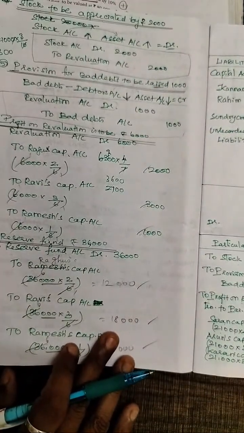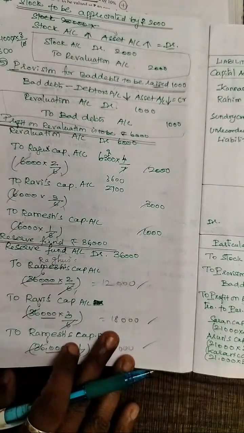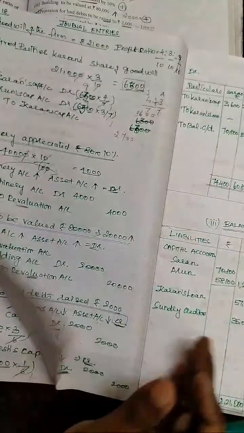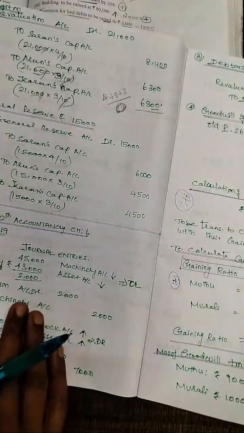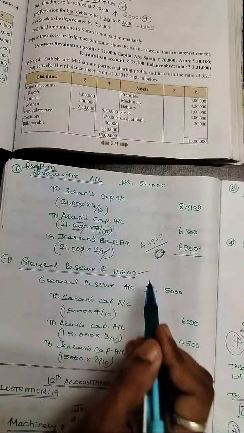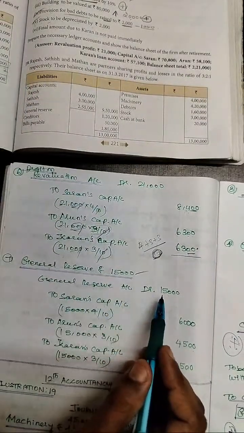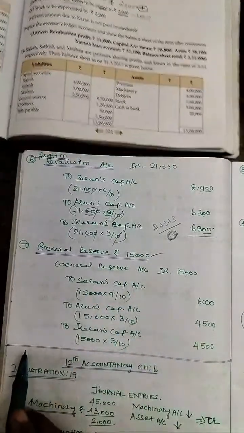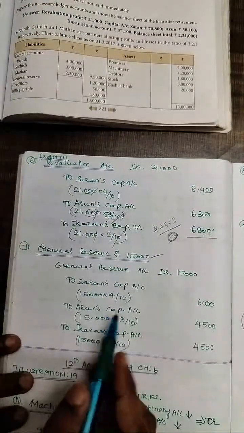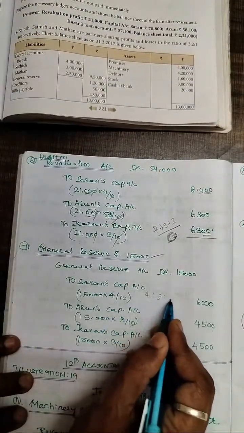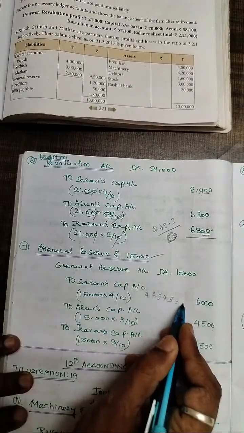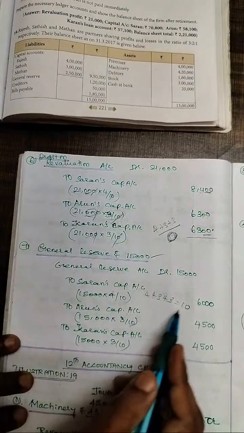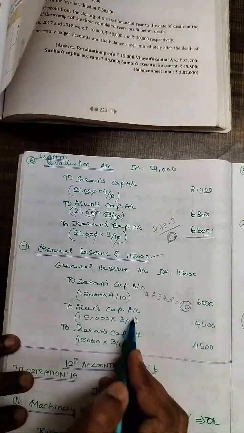So general reserve, how much rupees have they given in the question? General reserve 15,000 rupees, right? Okay. What is the journal entry for general reserve? General reserve account debit to respective partners' capital accounts. It will be distributed in the partners' profit sharing ratio 4:3:3. It will be added together. You will get 10. So 4:3:3 will be entered as numerator. The sum of the ratio is to be entered as denominator.